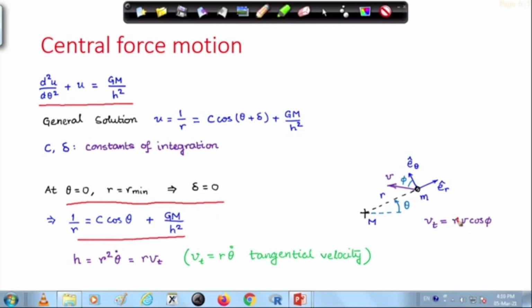Here there is a correction. The tangential velocity is equal to the speed of this particle at this point, times cosine phi. Phi is this angle made by the velocity vector with the e theta cap direction. We had expressed h, this is angular momentum per unit mass, which is r square theta dot, as r times v tangential. This follows from definition, and the tangential velocity is r theta dot.